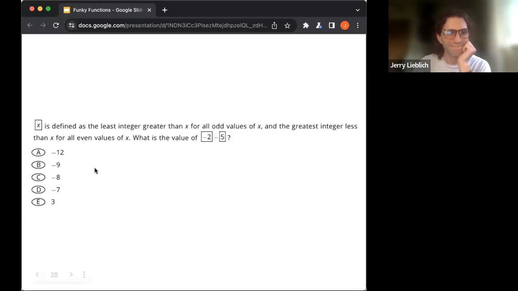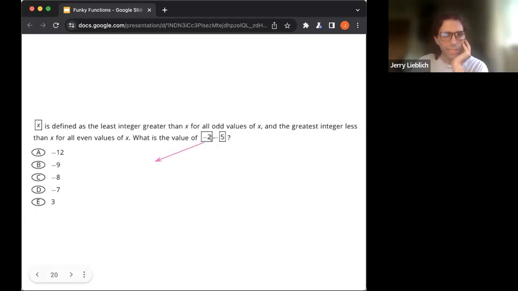Okay. So we've got box X is the least integer greater than X for all the odd values of X, and the greatest integer less than X for even values of X. Okay. So we want the value of box negative 2 minus box 5. All right, so this is tricky. This is really just about, can you follow these instructions and not panic? So take it one by one. So let's figure out first, what's box negative 2?